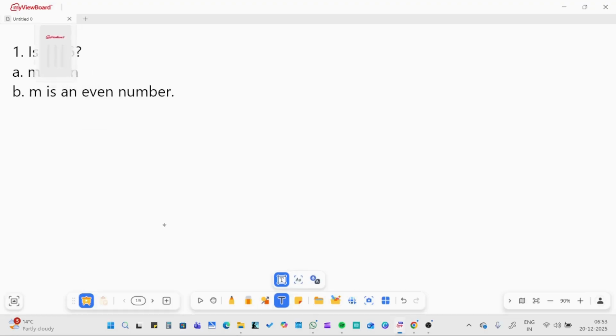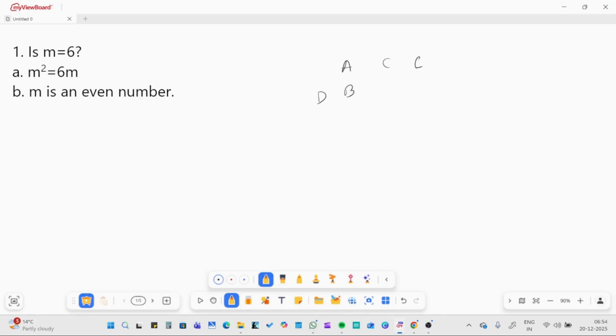This is Jasmine and we are going to solve a few questions based on inequalities and modulus, and they all are going to be data sufficiency questions. Let me write down all the 5 options here: A, B, D, C, E.